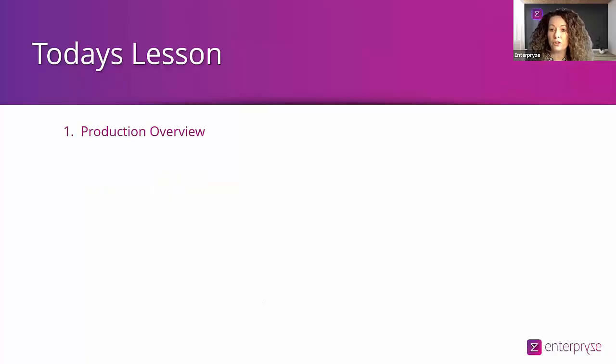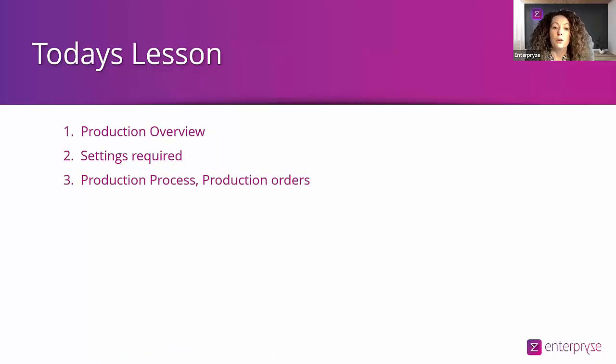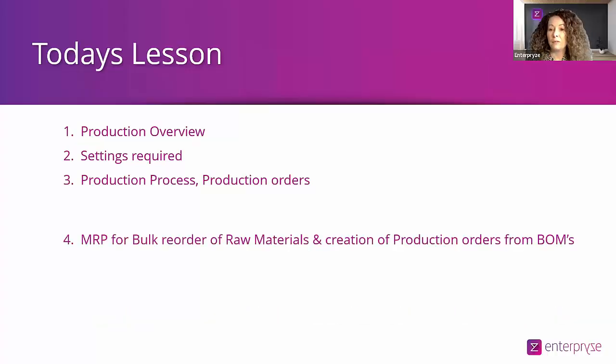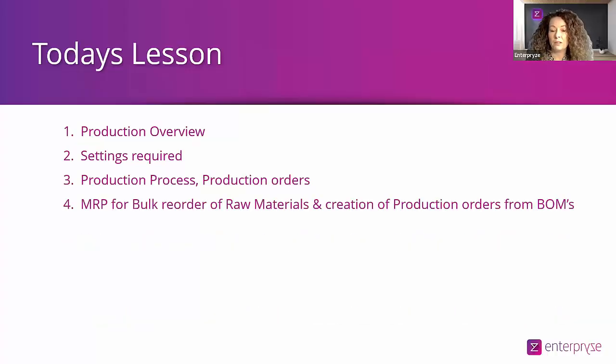So just a full production overview, exactly what it is that you can do within the production module within Enterprise. We will look at the settings that are required, so any settings that you need to switch on or enable for the users in order for those users to see the required information. We will look at the production process itself, the flow from production orders through to planning, and of course to look at stock replenishment, because of course that's important that we understand the demand that's going to be required during the production process.